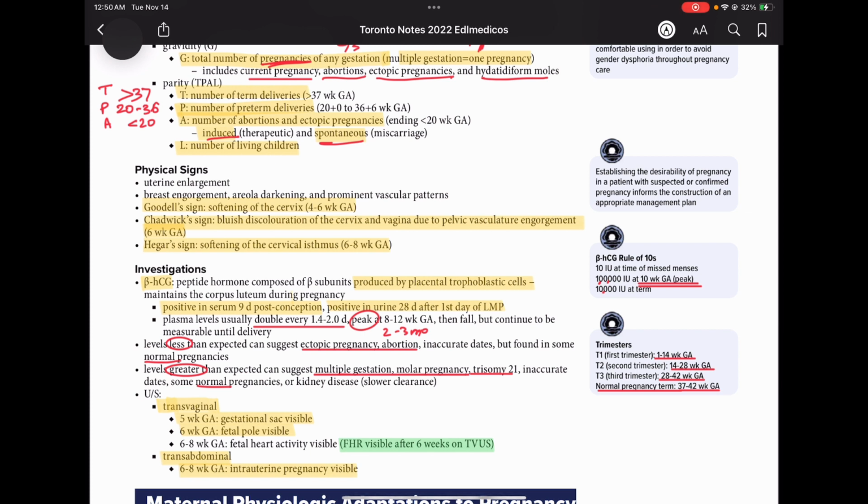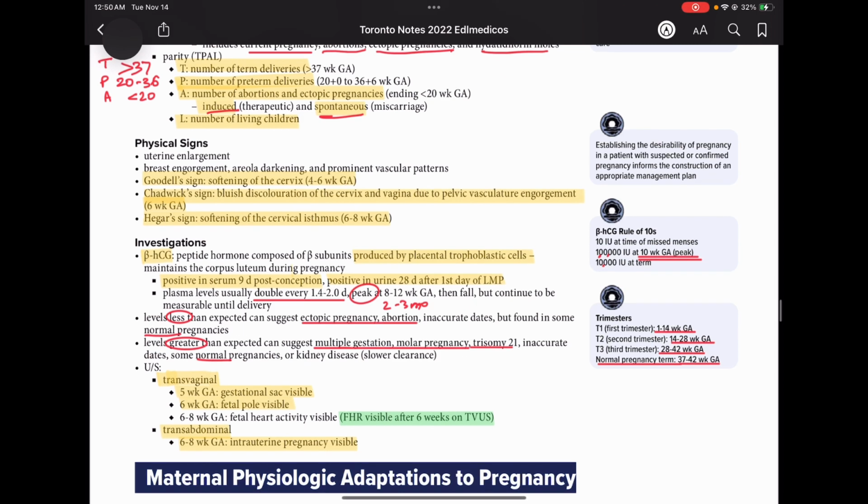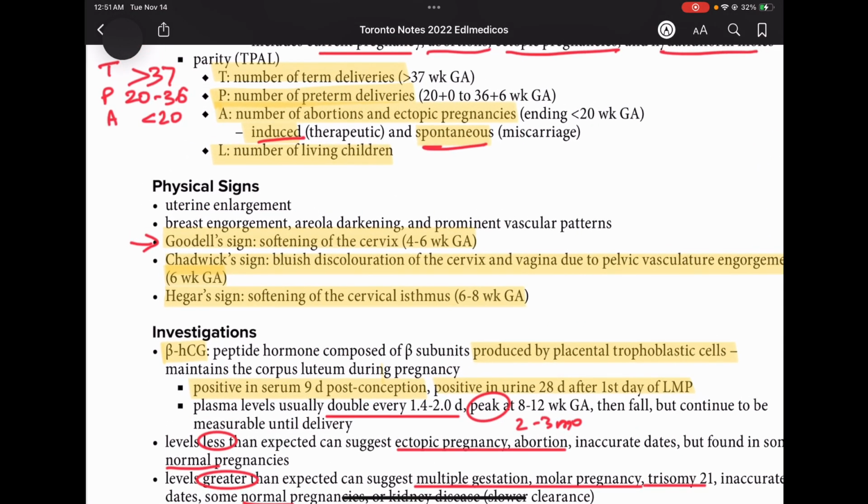Then we have physical signs. Physical signs would include uterine enlargement, breast engorgement, areola darkening, and prominent vascular patterns. We do have a few signs. First of all, we have Goodell's sign, which is softening of the cervix at 4 to 6 weeks of gestational age.